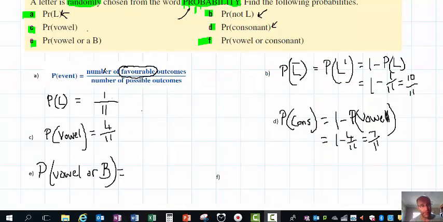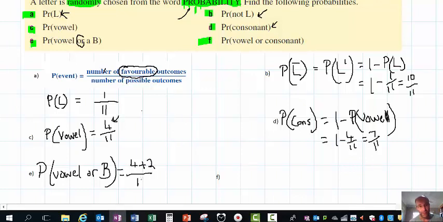In the next part, part E, probability of a vowel or a B. So the or means we'll accept either. B is a consonant, so we're looking for B and we're looking for the vowels as well. So two ways of doing it. You could just count all of the relevant things up, and we've got all the vowels first. We saw that there were 4 vowels, so there's 4. How many B's are there? 1, 2 B's. So you could go 4 plus 2 over 11, which is 6 on 11.